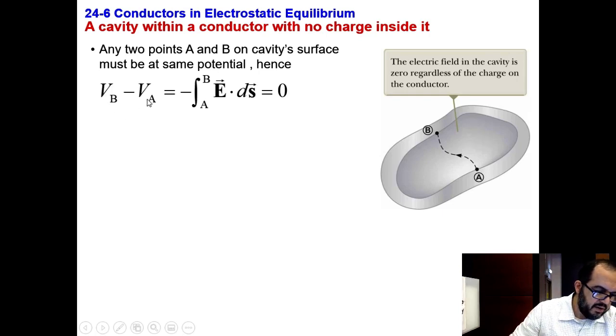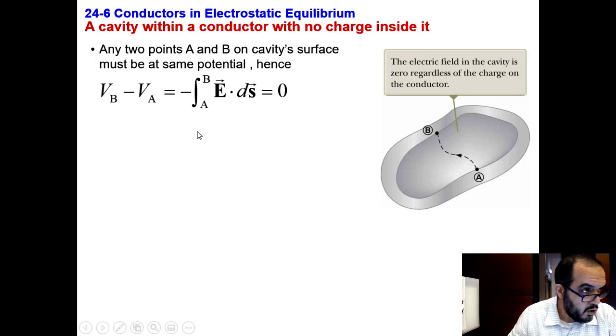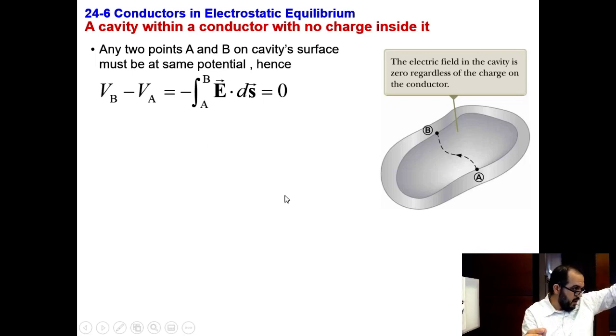So if you write VB minus VA, it's the integral from A to B of E dotted with dS. We have seen this. This is equal to 0 because VB and VA are equal. Since this is 0 for any path between A and B, remember the electrostatic force is a conservative force, so it does not depend on the path taken, it depends only on the initial and the final position.